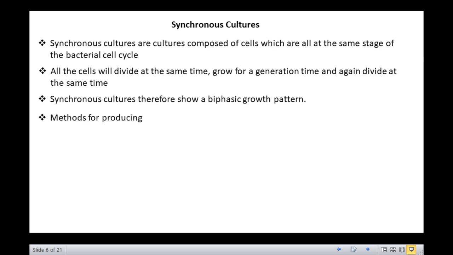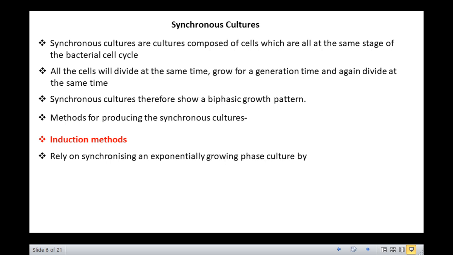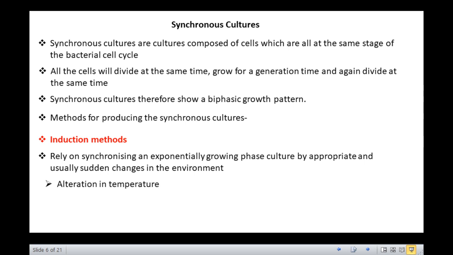There are two methods available for producing the synchronous cultures. The first are induction methods. They rely on synchronizing an exponentially growing culture by appropriate and usually sudden changes in the environment, such as alteration in the temperature, concentration of nutrients, or illumination for photoautotrophs.